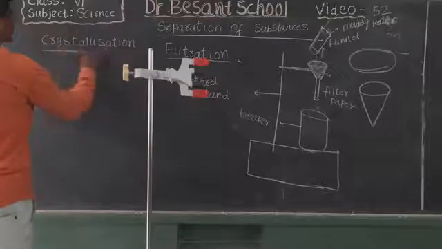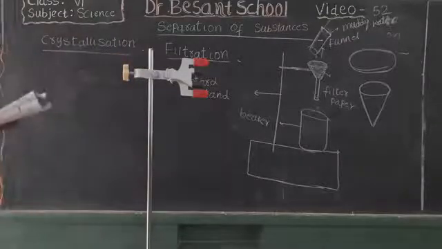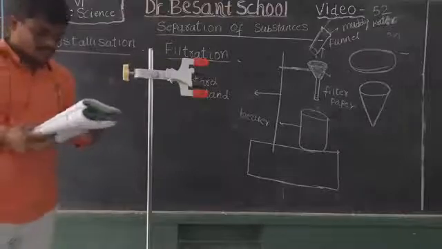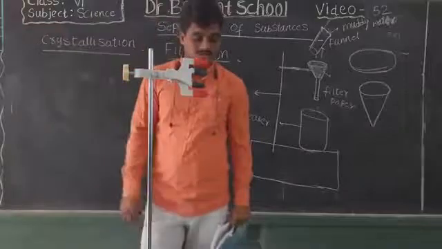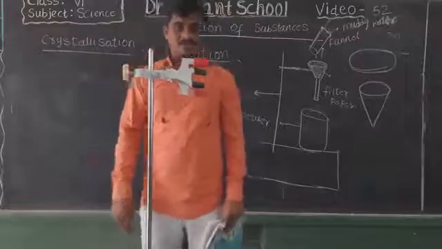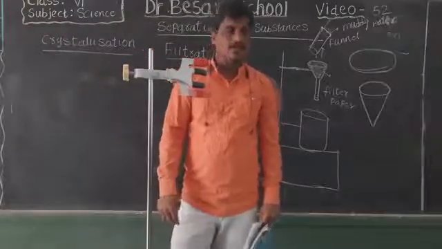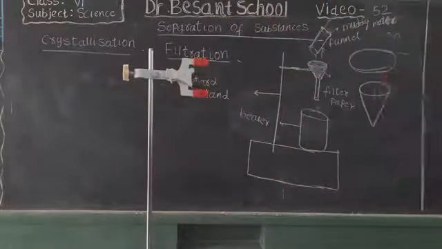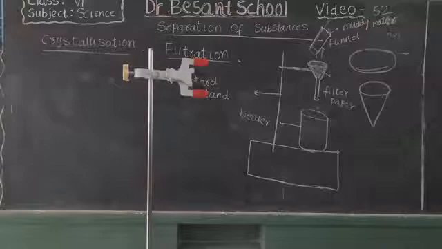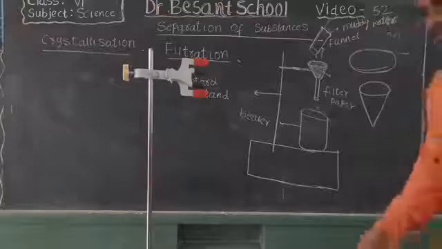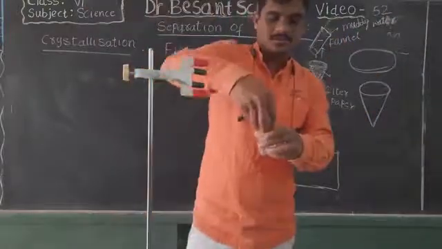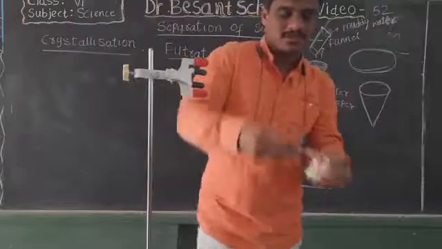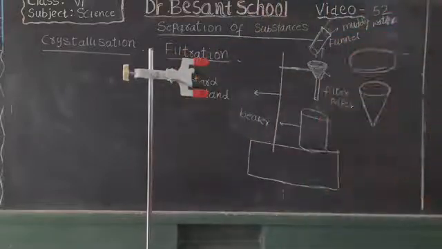What is crystallization? To separate salt from water. Take salt, dissolve in water. What happens? We will get salt water. Then how can we separate salt from salt water? Observe, children, carefully. This is salt. I am taking salt. Here you can observe. This is salt.